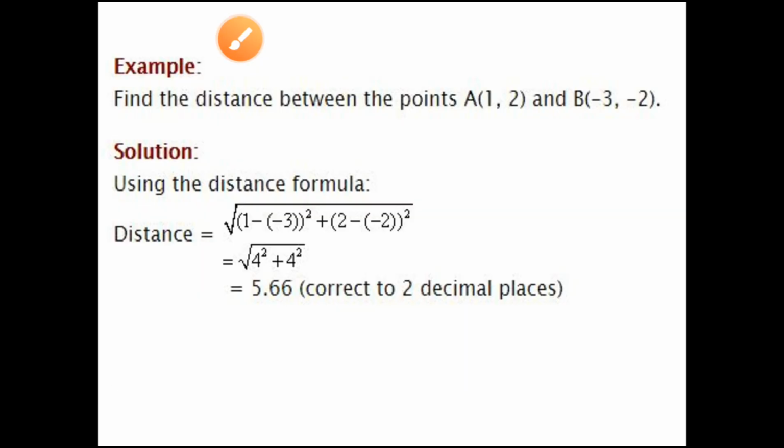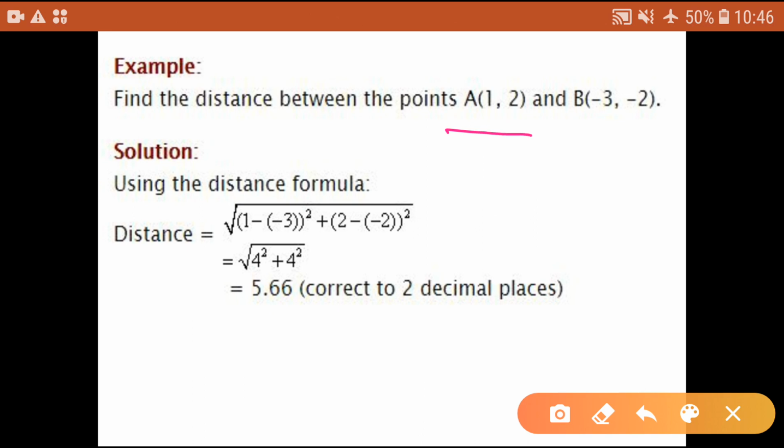First example is find the distance between the points A, which has the coordinates 1, 2, and the second point is B, which has the coordinates -3, -2. So what do we have? We can take x2 minus x1 whole square plus y2 minus y1 whole square, because whole square is always positive, so it doesn't matter whether you write x1 minus x2, but mathematically we should write x2 minus x1 whole square plus y2 minus y1 whole square.